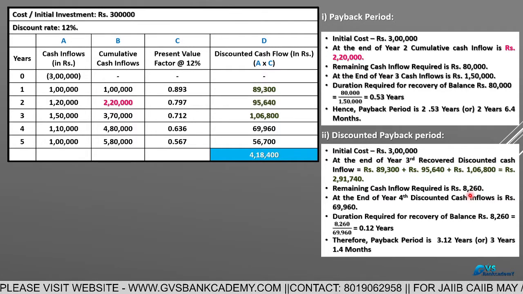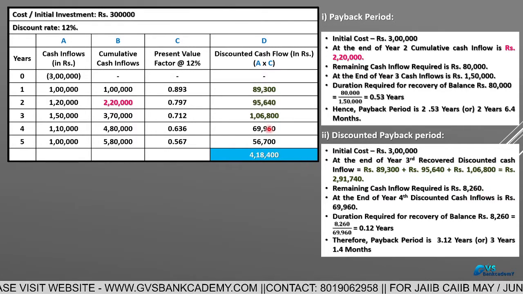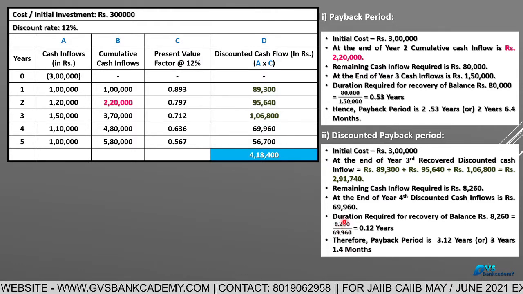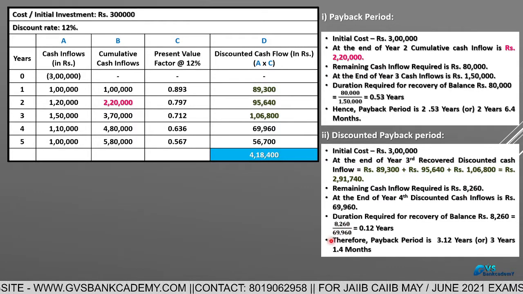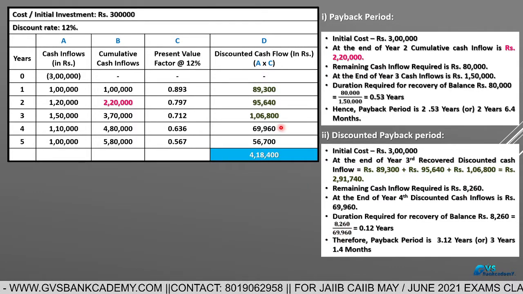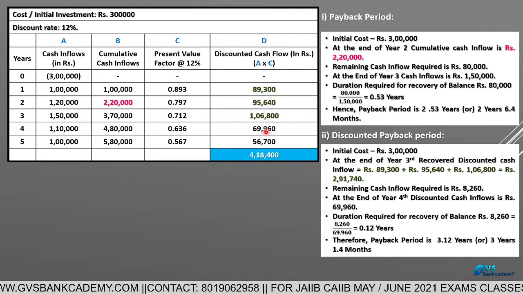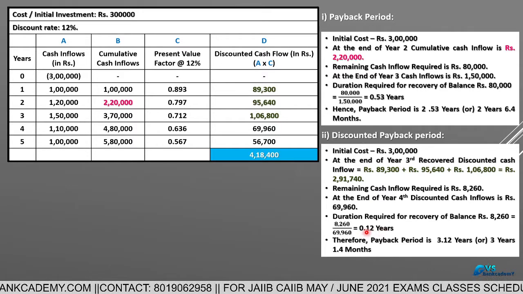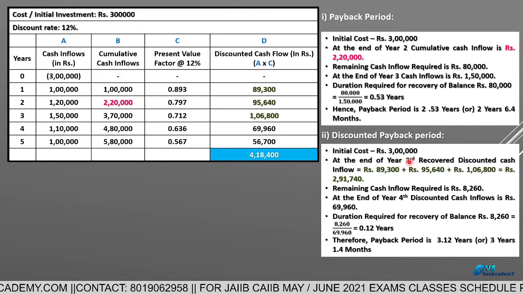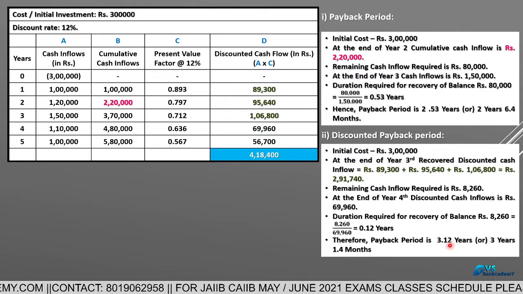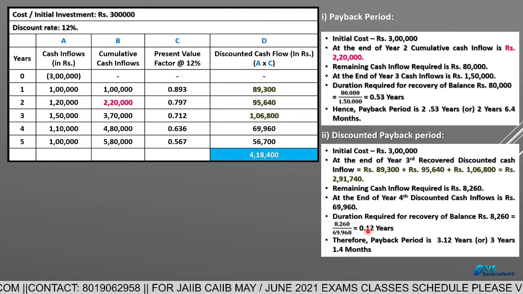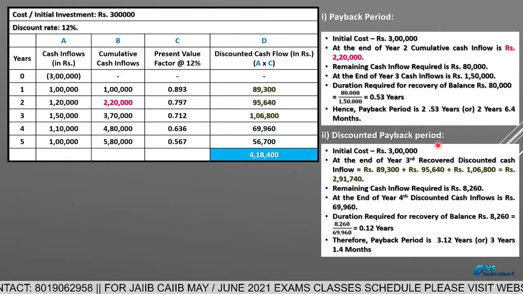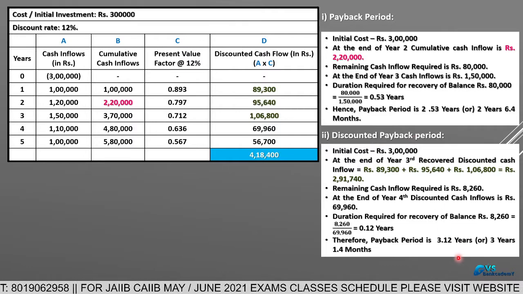For recovery of 8,260, how many days or months will it take during the fourth year? That is equal to 8,260 divided by 69,960, which is the present value for the fourth year. That is equal to 0.12 years. Already 3 years is over, so 3 plus 0.12 years, 3.12 years, is the discounted payback period.